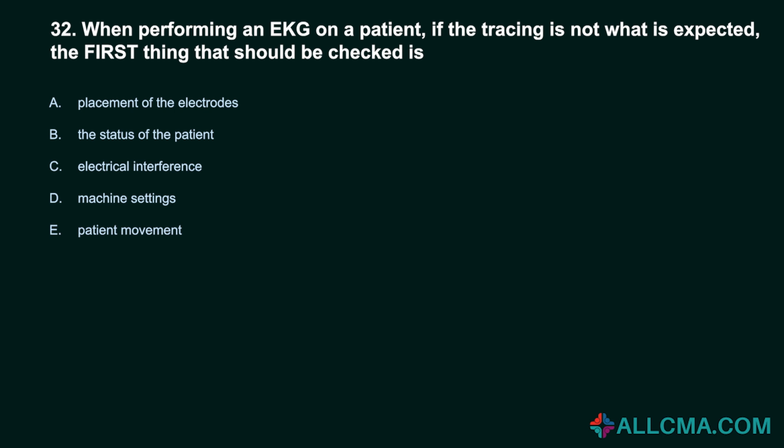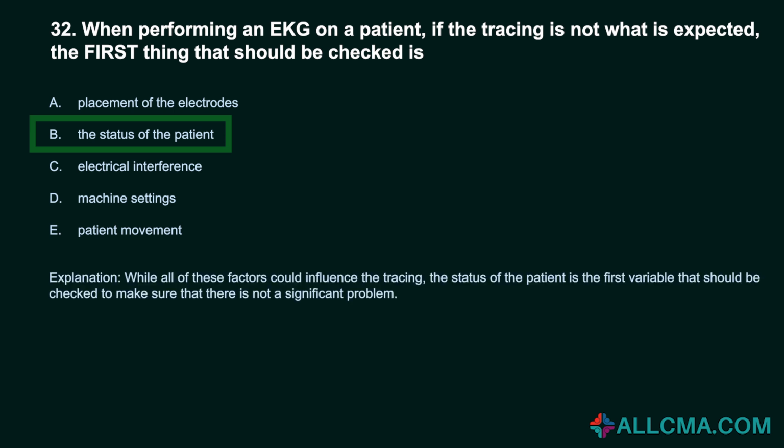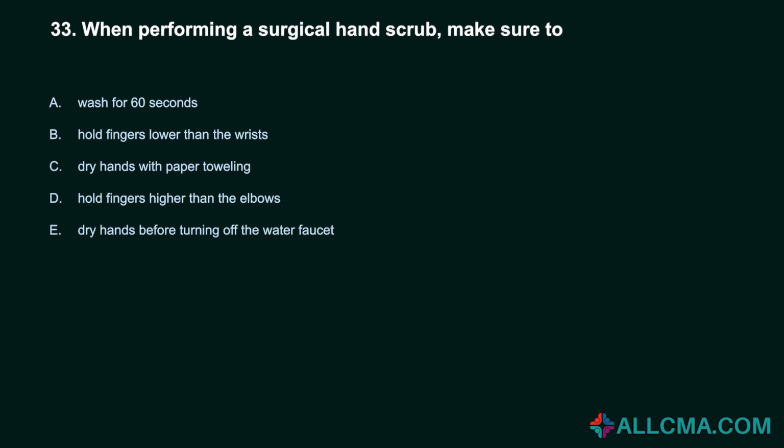C. The status of the patient. D. Electrical interference. E. Machine settings. F. Patient movement. Correct answer, B. The status of the patient. While all of these factors could influence the tracing, the status of the patient is the first variable that should be checked to make sure that there is not a significant problem.